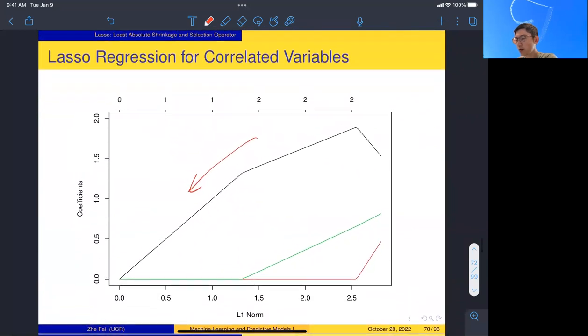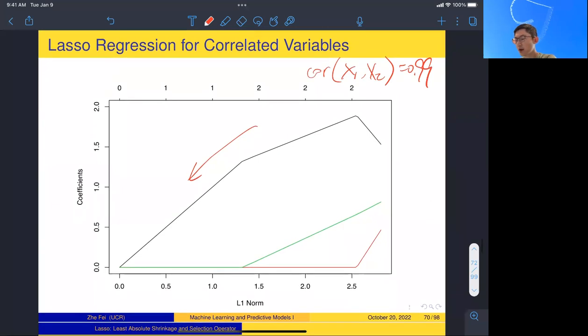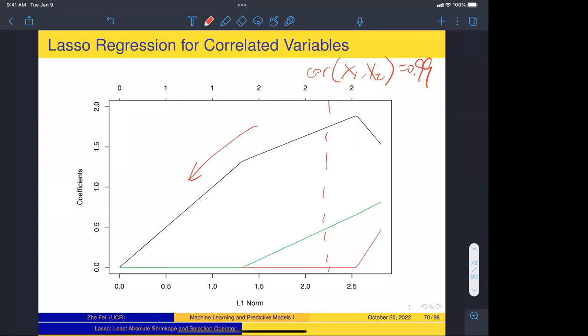The problem here is that because X1 and X2 are highly correlated, the lasso cannot distinguish X1 and X2. So we see here we may not have a very good or close-to-truth estimate from the lasso solution for any of the lambda values.